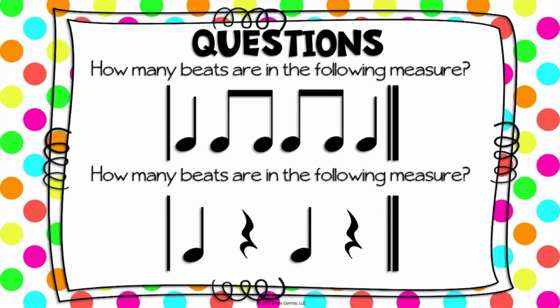Awesome. So we start out with our quarter note on the left side. That's 1 beat. Then a pair of eighth notes. We got 2 beats. Another pair of eighth notes, 3 beats. And then finally another quarter note. So that gets us to 4 beats. Awesome. Take a look at the measure on the bottom. See how many beats are in there.